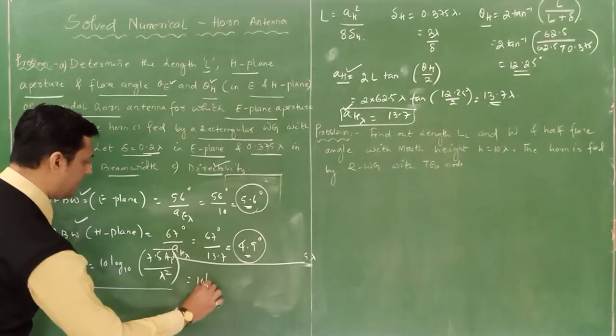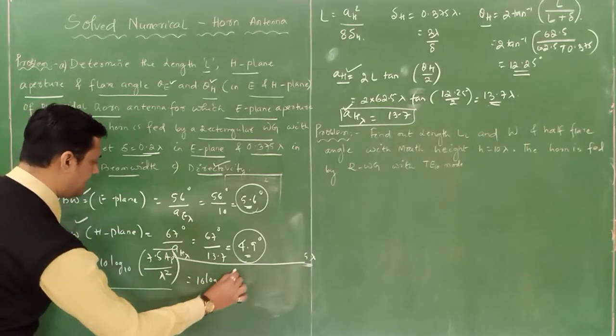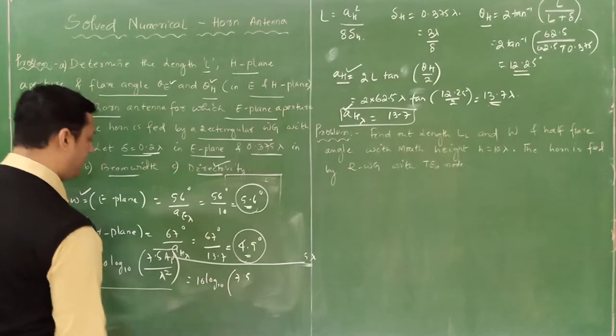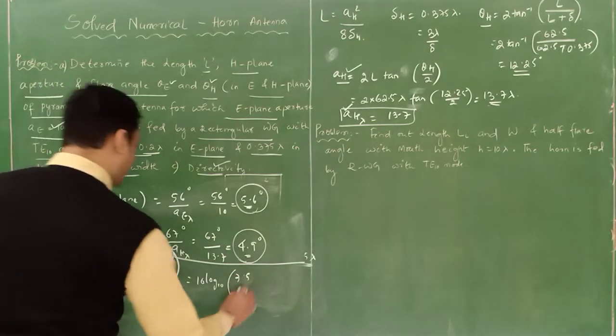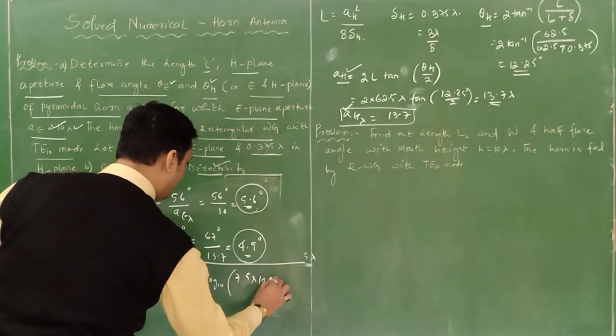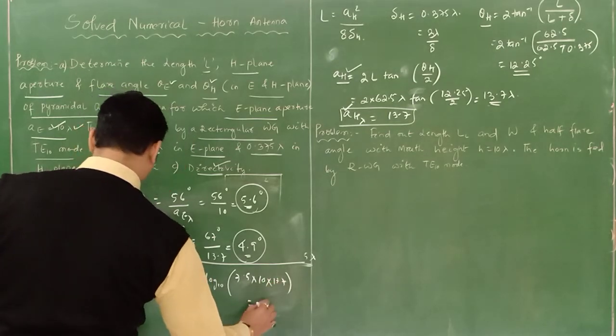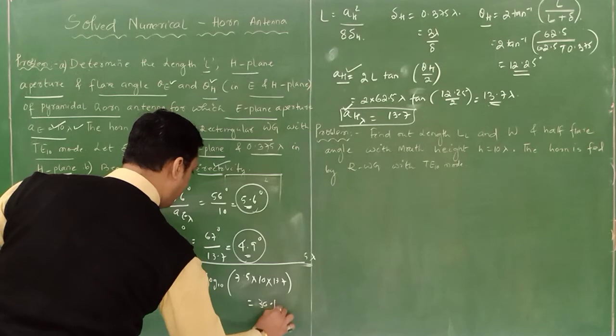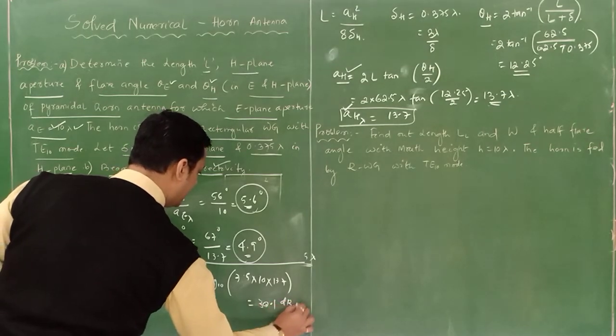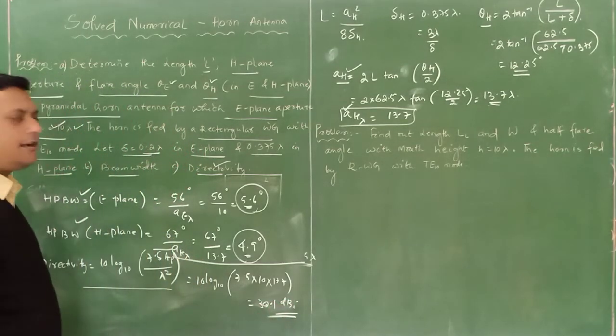So it is 10 log base 10 of 7.5 into 10 into 13.7, which is near about 30.1 dBi. So this is my directivity.